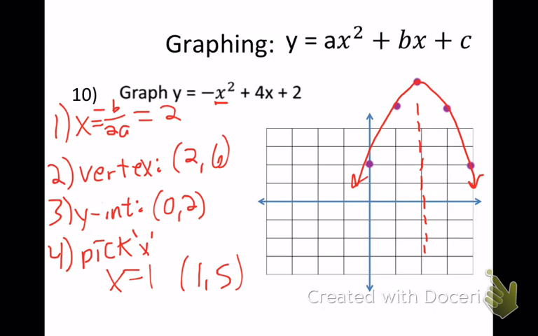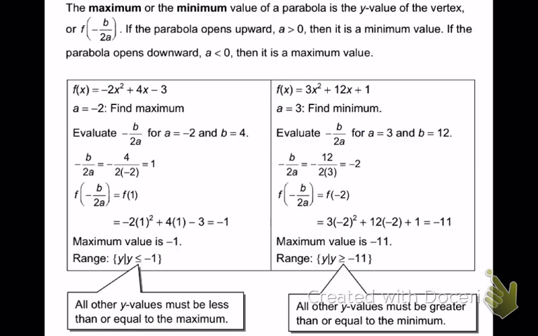Okay. We're going to skip number 11 and we're going to do the last thing. We're talking about maximums or minimums here. Remember, to tell whether it's a max or min, we look at which way it's opening. So, for example, if a is negative 2, which it is here, that means my graph's going to go which way? Is it going to go up or down?